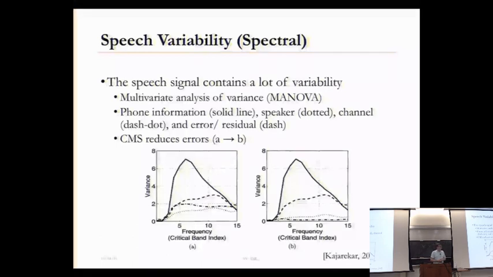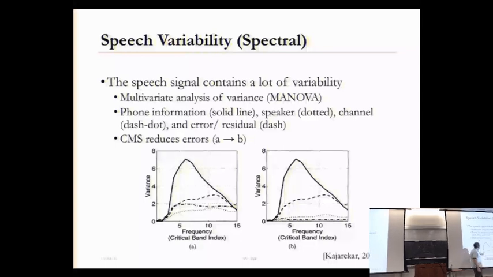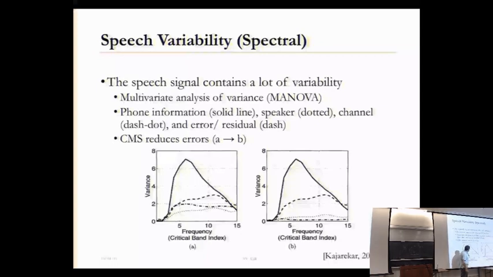There is a lot of variability, and the good thing is that the biggest variability is the phonetic variability. That's actually the signal that we want to recognize. But there's also variability in the speaker information. That's the dotted line here. Then the channel, that's the dash-dotted line here, or some error or some still unexplained residual variability. And even if we do things like cepstral mean normalization, cepstral variance normalization, there's still a lot of this unexplained variability. And maybe this visual speech recognition will be something that can help us reduce this variability a little bit more.